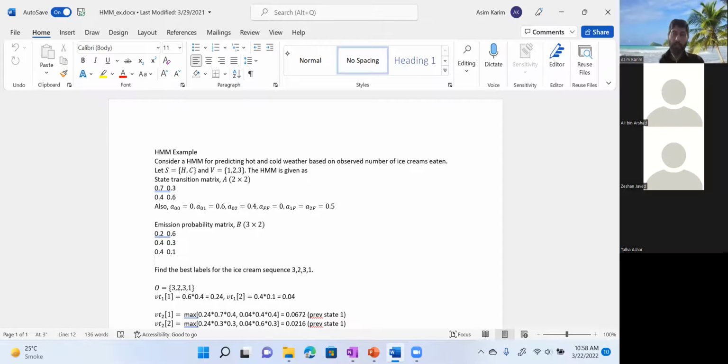Now the question is to find, so let's say you now observe a particular person, he or she ate 3 ice creams on one day, then 2 on the next, then 3 on the third day, and then 1 on the fourth day. Now the question is, give me the best possible label for these 4 days of ice cream eating observation. So ये decoding problem है, इसको हमने Viterbi algorithm से solve करना है.